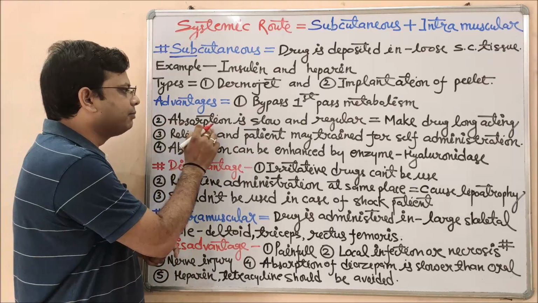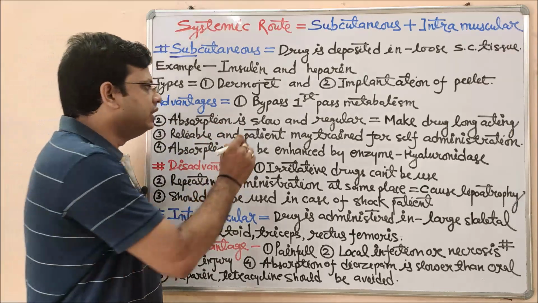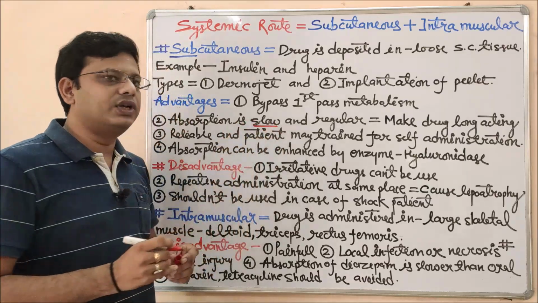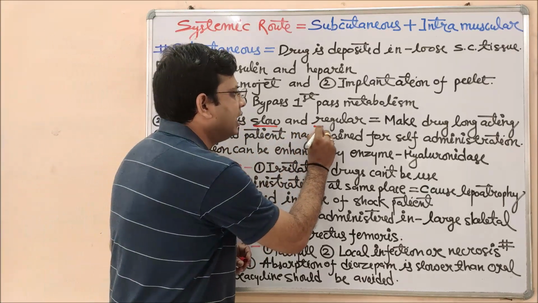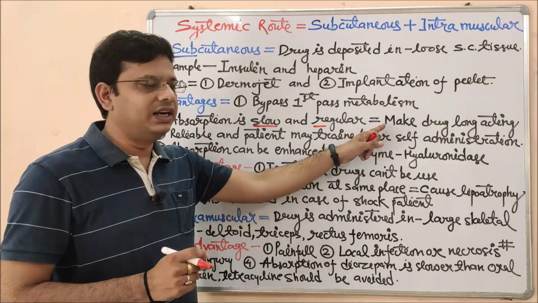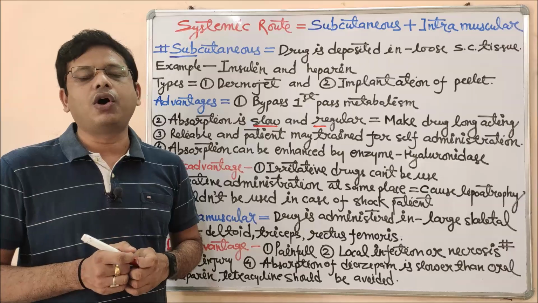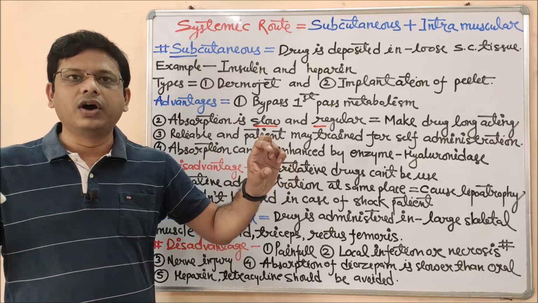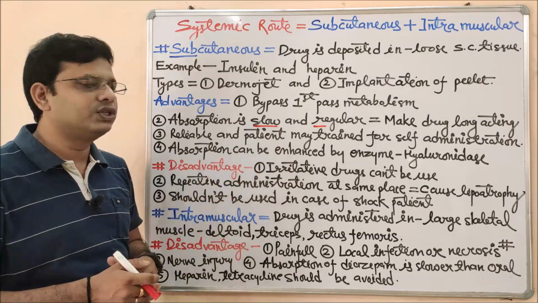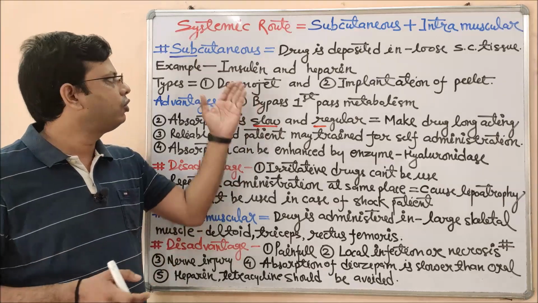The next advantage says absorption is slow and regular. The absorption of drug from the subcutaneous route is slow and regular. That is why they are the drug of choice for different conditions, and they make the drug long acting. If we need the action of any drug for a longer time, then we have to go for the subcutaneous route of drug administration, as in the case of insulin.